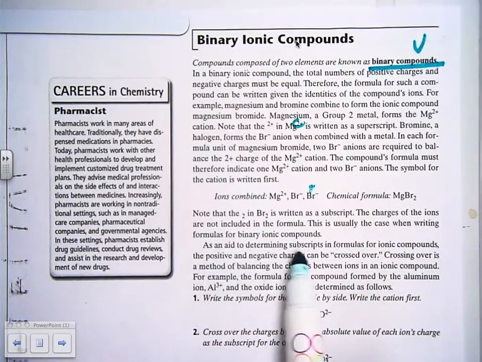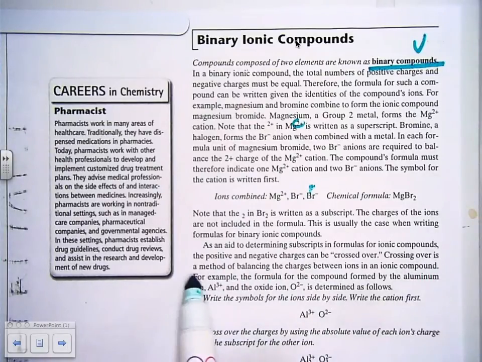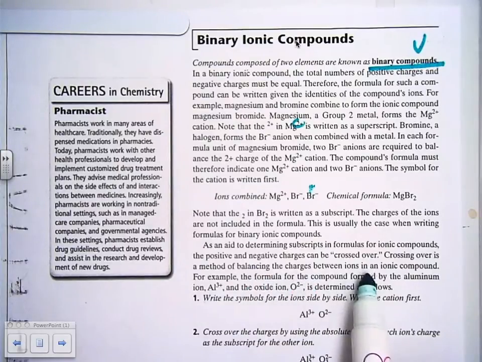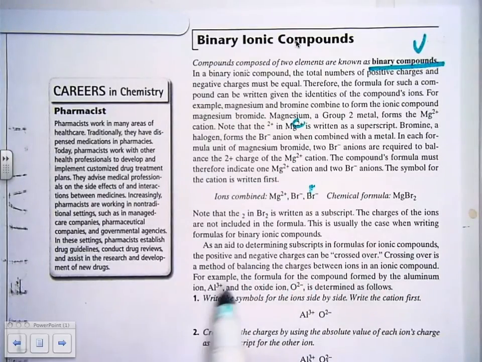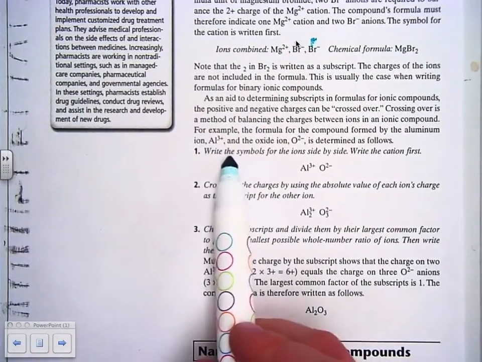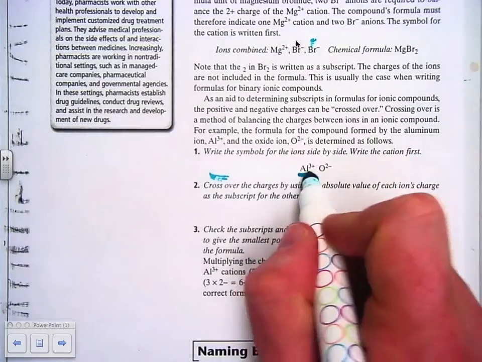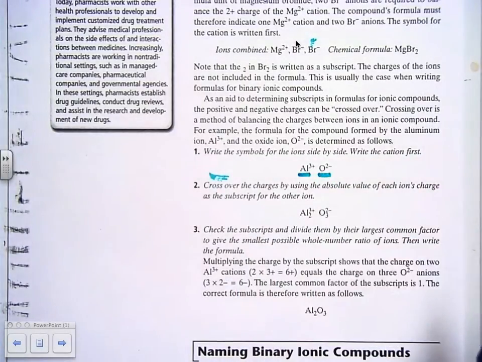As an aid to determining subscripts in formulas for ionic compounds, the positive and negative charges can be crossed over. Crossing over is a method of balancing the charges between the ions and ionic compounds. For example, the formula for the compound formed by the aluminum ion, Al3+, and the oxide ion, O2-, is determined as follows. First, step 1, and these are the steps you need to take in writing formulas. Write the symbols for the ions side by side. Write the cation first, and the symbol for the anion next.